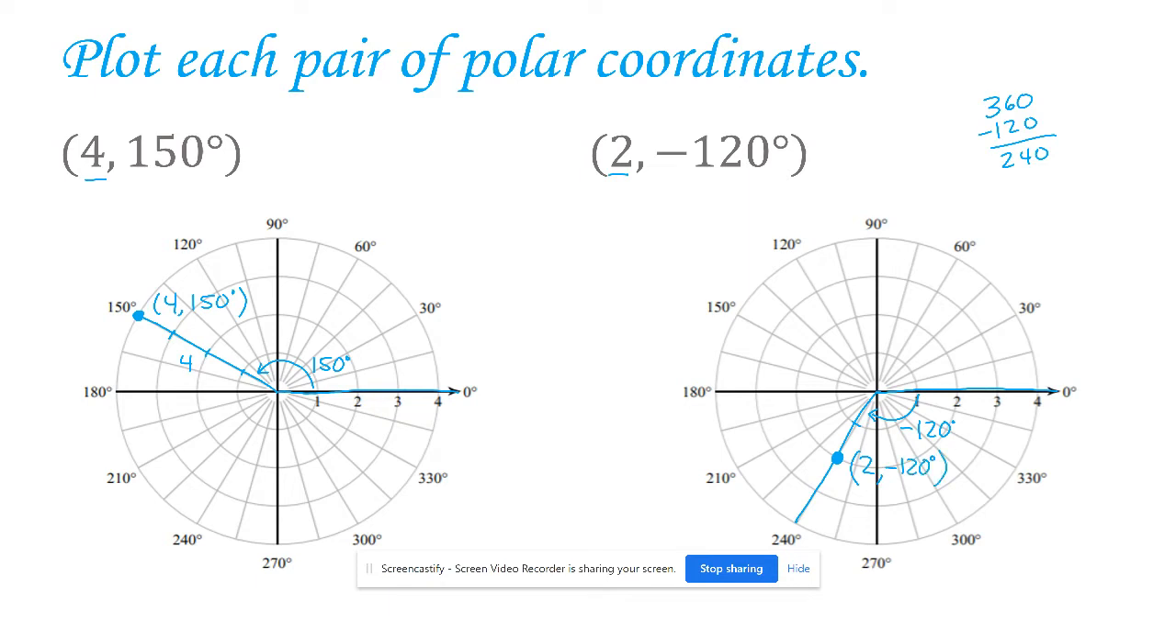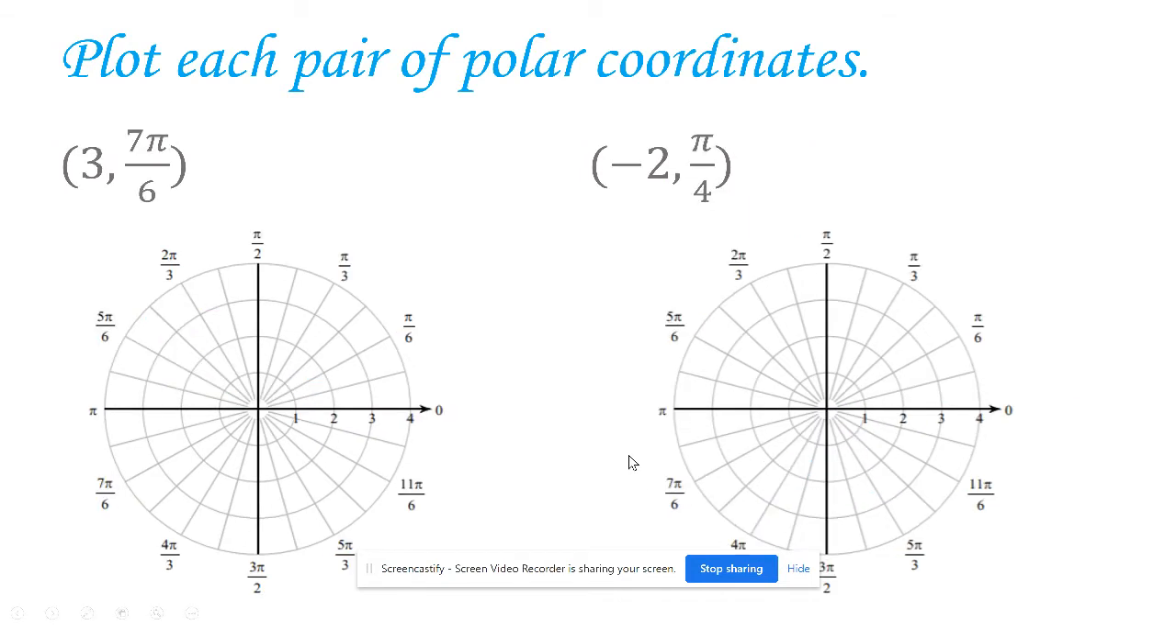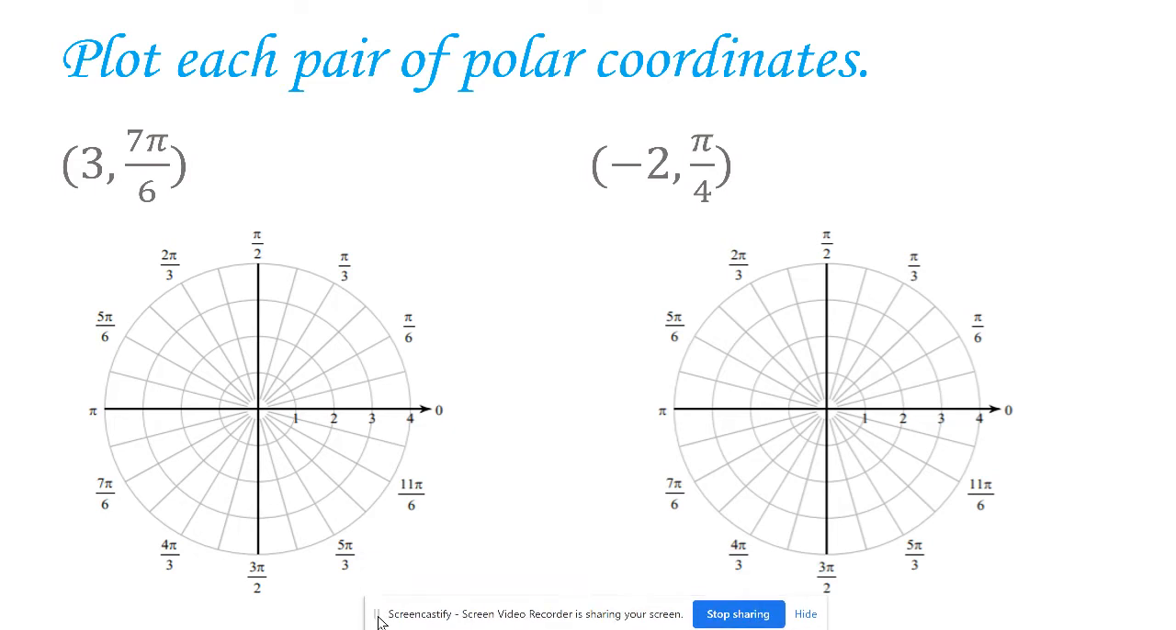So that's how you plot polar coordinates with degrees. Let's do a couple with radians. It's going to work the same way here. The first one I have is 3, 7 pi over 6. So I find my angle, 7 pi over 6. It's right here. So that's my angle right there, 7 pi over 6. And then I'm going to go out 3 spaces from the center. So 1, 2, and right there. So that's my point, 3, 7 pi over 6. So not really a lot of difference between radians and degrees here.